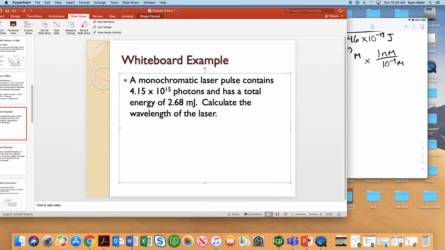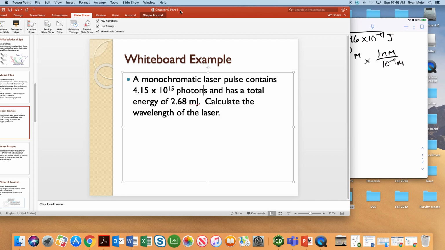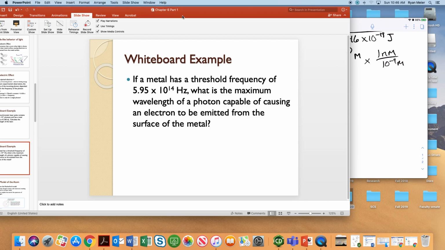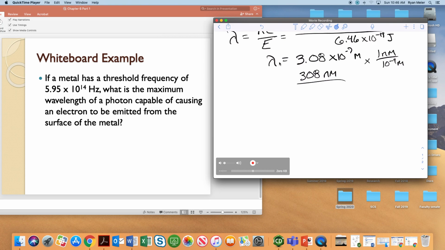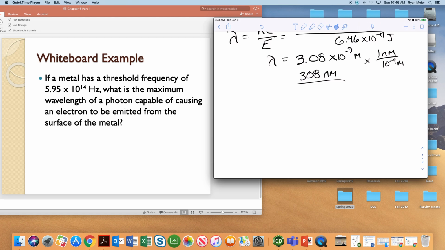All right, I think I have one more example here. Next example. So second example, this one deals with the photoelectric effect, specifically in terms of the terminology anyway. And so we're told if we have a metal that has a threshold frequency of 5.95 times 10 to the 14th hertz, what is the maximum wavelength of a photon capable of causing an electron to be emitted from the surface of the metal?